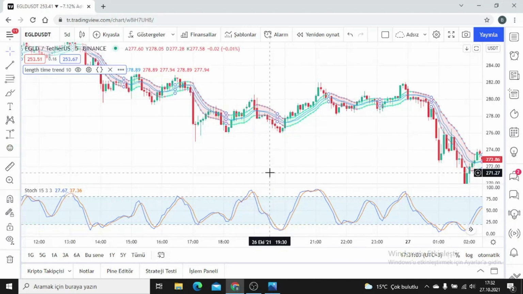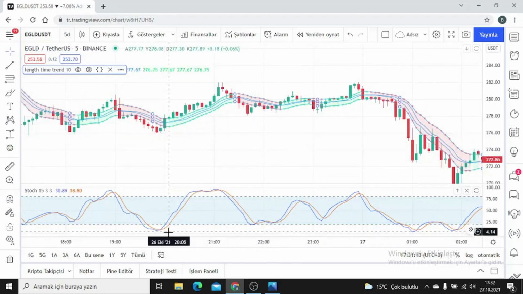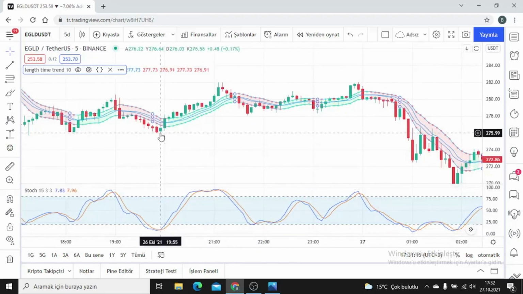Now friends, first you know the stochastic, it creates a buy signal when the blue line crosses in the upward direction. I've shown this, friends, because I use stochastic in most videos. Now, in this indicator we call length, we need to pay attention to the trend indicator. As you can see now, stochastic has given a buy signal and a green candle has been lit. This is a confirmation candle for us guys.